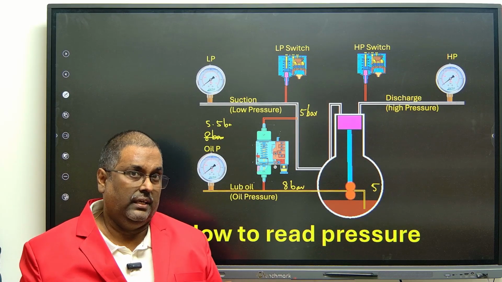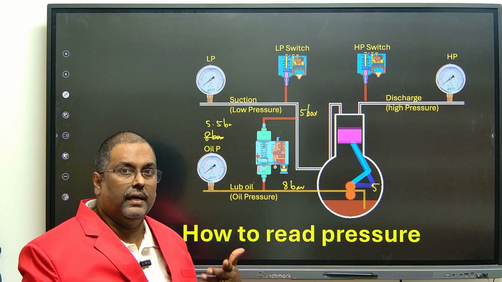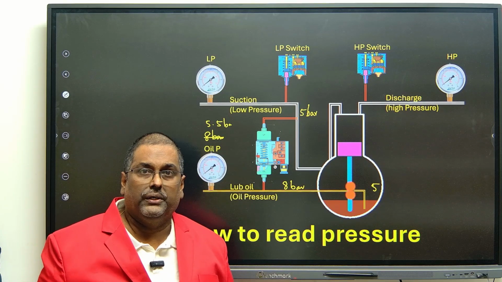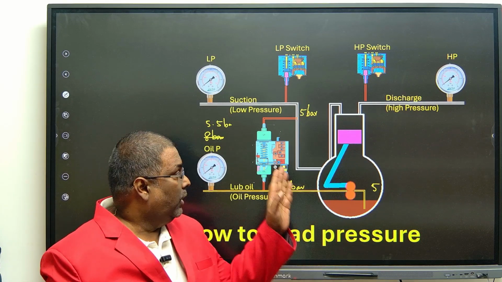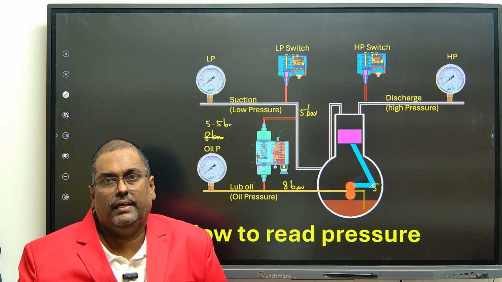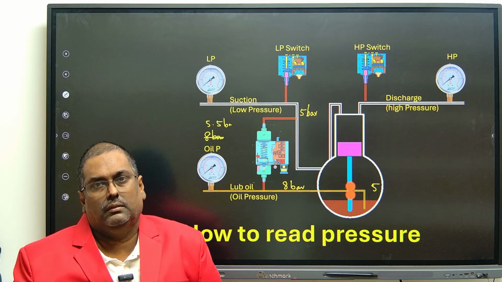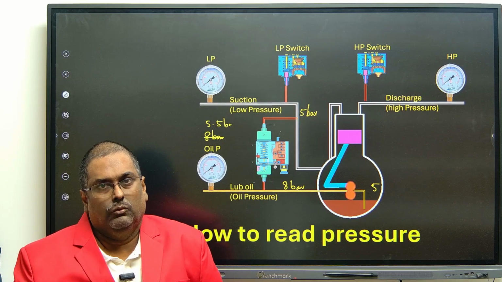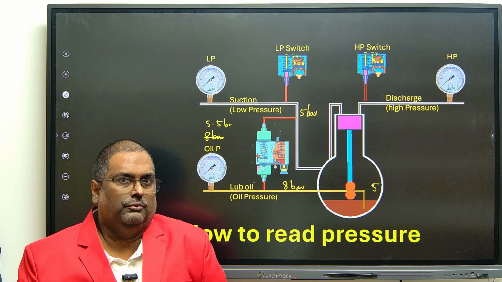Even some of the seniors do not know about this, and they directly say, no sir, lube oil pressure is 5, it is okay. But the lube oil pressure is 5 and the suction is 4 bar. That means the actual lube oil pressure is only 1 bar. 1 bar is very less. It should be about 2 to 3 bar. When the oil is cold, it can be 4 bar also.